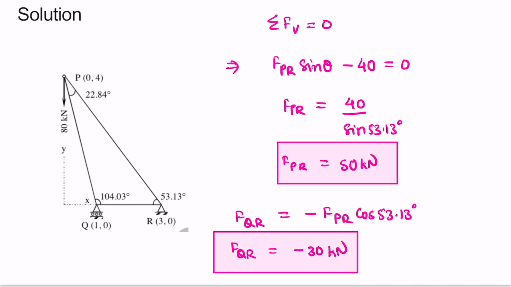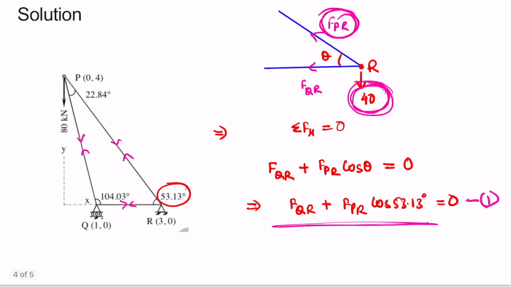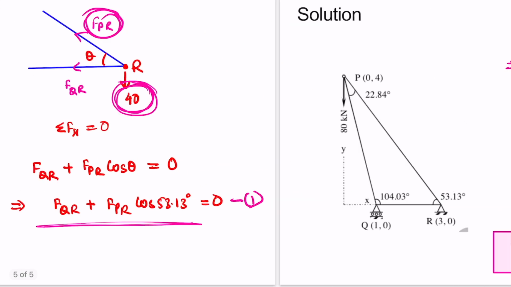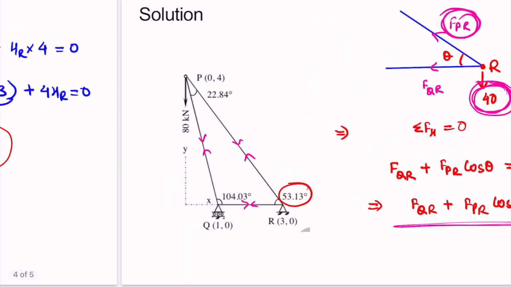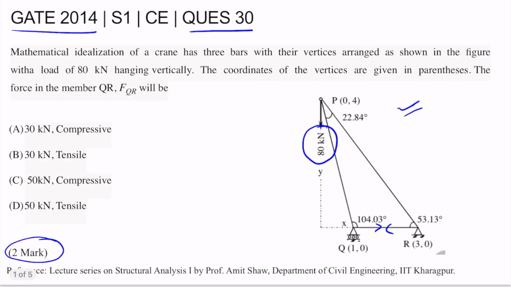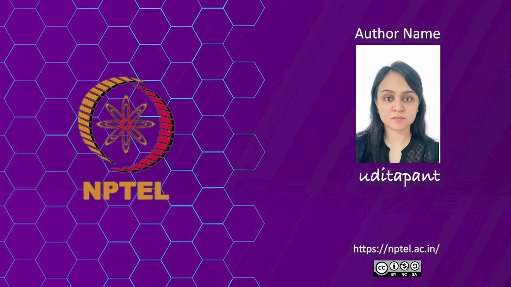So since I have initially assumed every force to be tensile in nature, and I am getting the value of FQR as minus 30 kilonewton, it means that force in member QR is compressive. So we get our answer that the force in member FQR will be 30 kilonewton and compressive. So answer will be option number A.